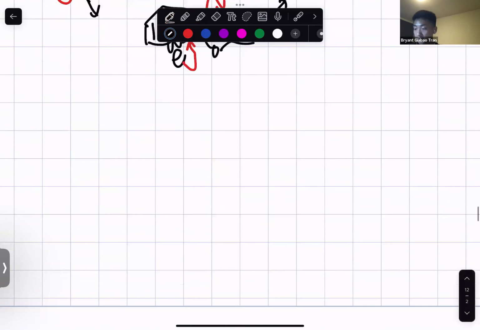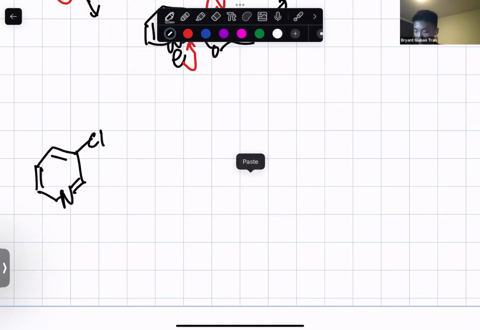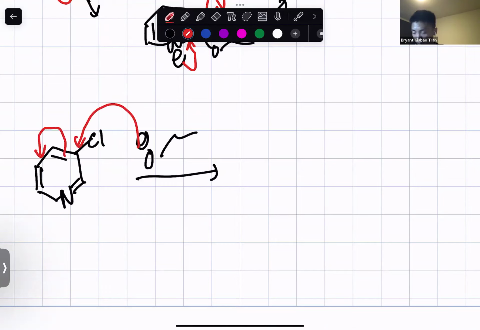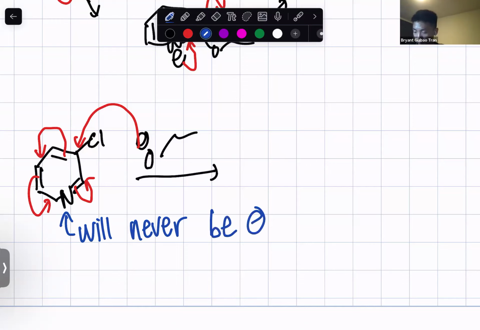Now I'm going to show you why it does not work at position 3, even if there's a good leaving group there. Let's say we have a chlorine at position 3, and we use some kind of nucleophile like ethoxide again. If we attack that carbon and try to go all around, this nitrogen would never have a negative charge. Notice how the arrows would never land on the nitrogen. When we try to shift the double bonds around, they would never land on the nitrogen. So in the resonance structures, nitrogen will never be negatively charged, which is not going to be stable enough to go through. So no reaction.